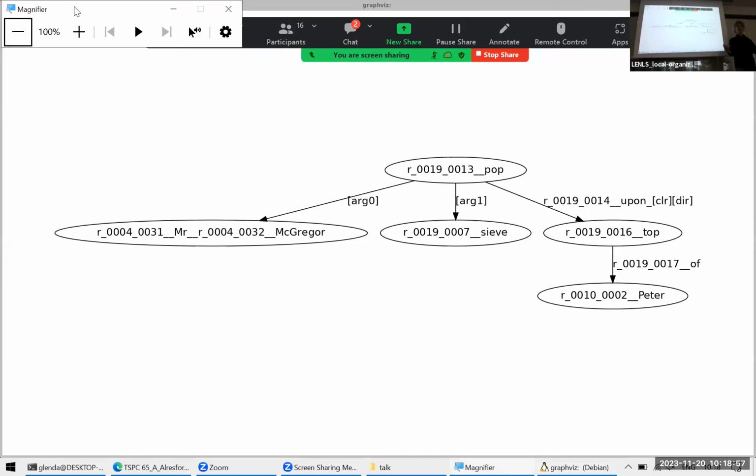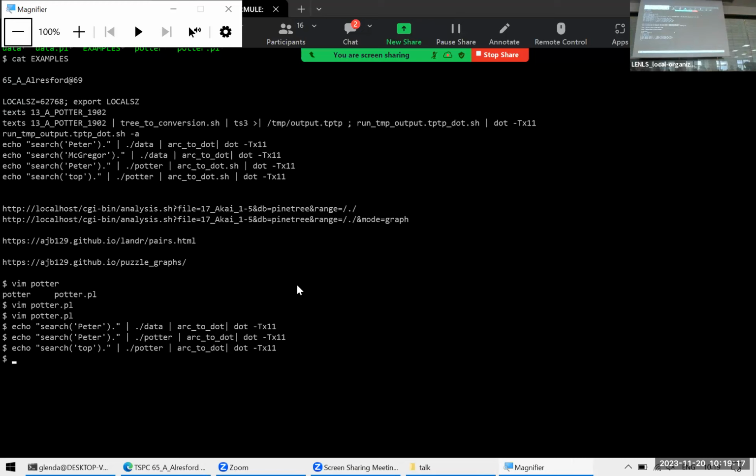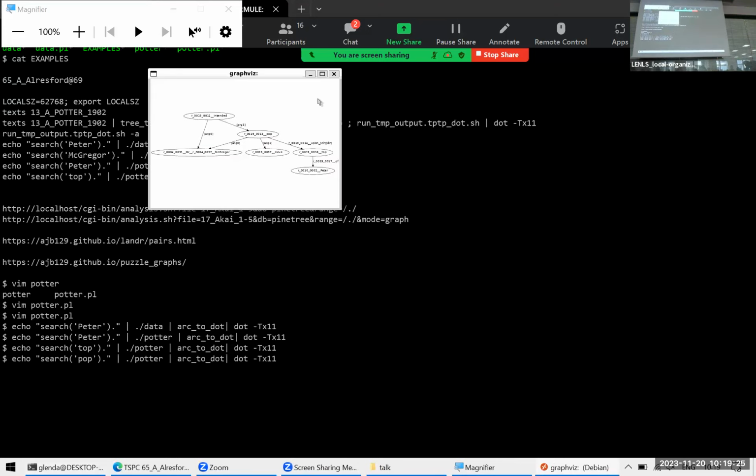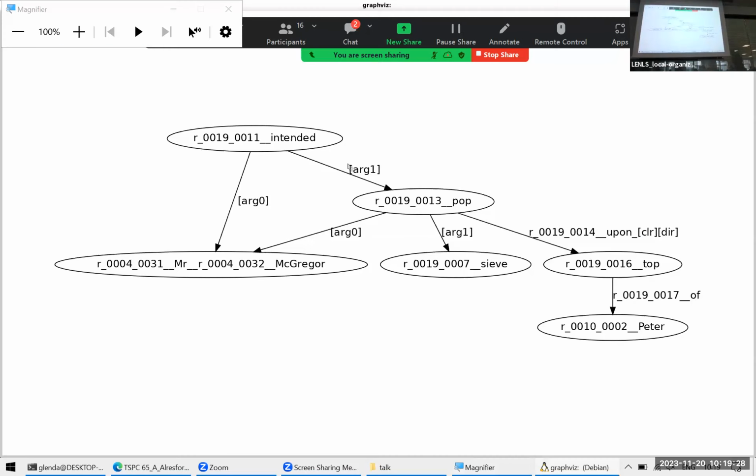But I don't remember that happening in the story. Peter escaped the garden, yeah? So did that really happen? I must query a bit more about this pop because that concerns me. So let's go through and have a look at the pop. So I'm querying my pop. This is a very efficient query system, obviously. Here's my pop. Now Mr. McGregor intended to pop the sieve upon Peter. So maybe he actually didn't do that.